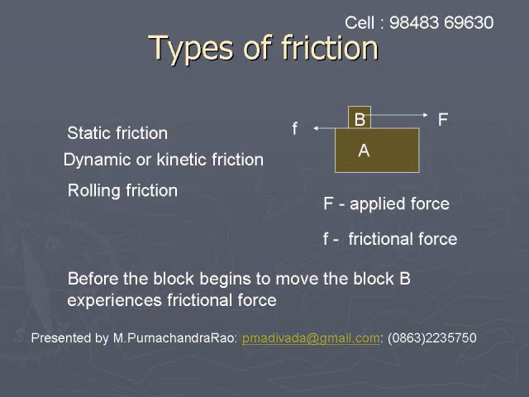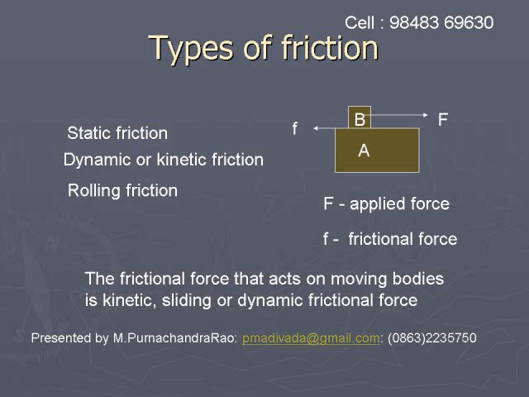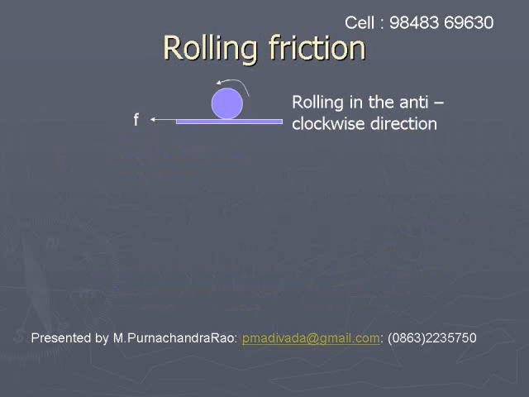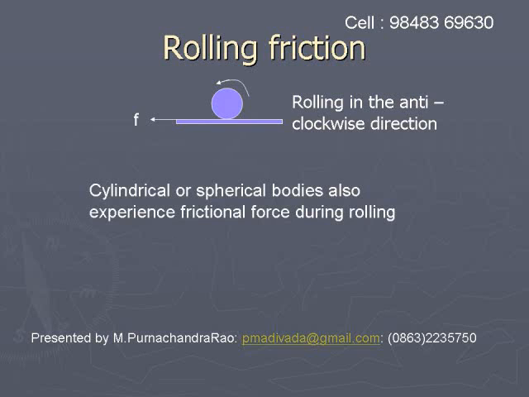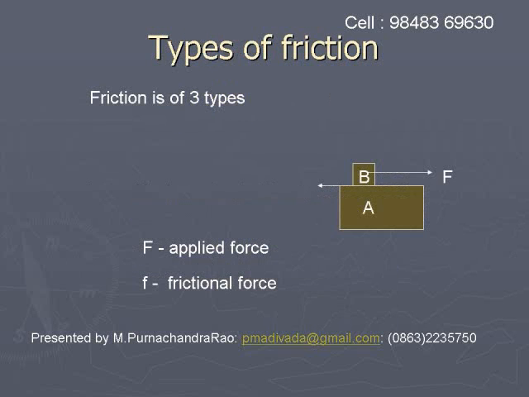Once the block B comes to the kinetic state, moving state, then also a frictional force is experienced. That frictional force is kinetic frictional force. So the frictional force on moving bodies is kinetic frictional force or sliding frictional force or dynamic frictional force. In the case of spherical bodies or cylindrical bodies, the bodies will roll on a surface. During the rolling also, the bodies experience frictional force. The frictional force experienced by rolling bodies is known as rolling frictional force. So, friction is of three types: static friction, kinetic friction, and rolling friction. In the figure, capital F is applied force and small f is the frictional force.